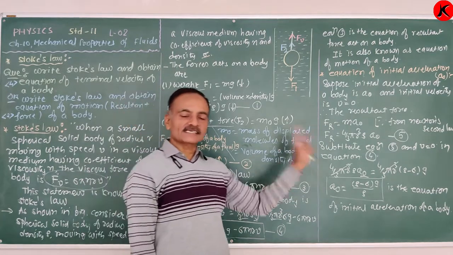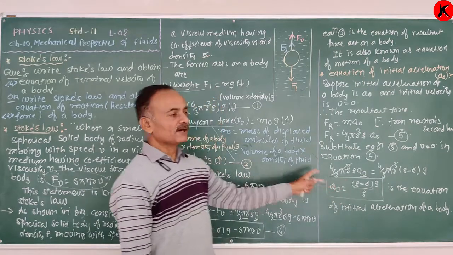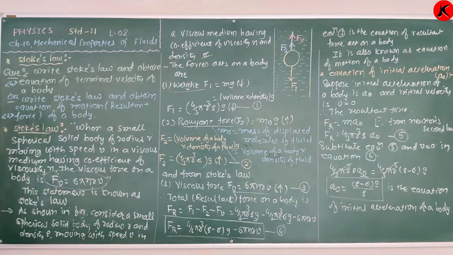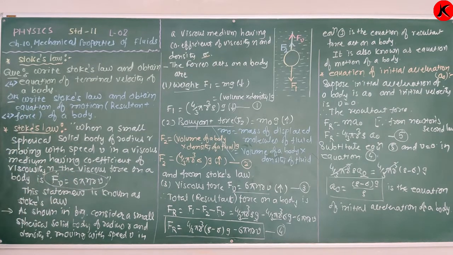After that, we are interested in obtaining the equation of terminal velocity. Before that, first we revise again. What is the Stokes law? When a small spherical solid body of radius r moves with speed v in a viscous medium having coefficient of viscosity eta, the viscous force on the body is Fv is equal to 6 pi eta rv. This statement is known as the Stokes law.